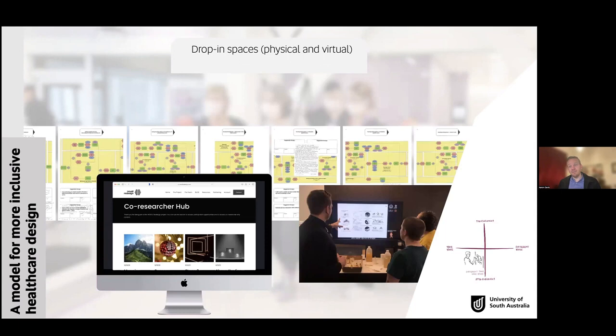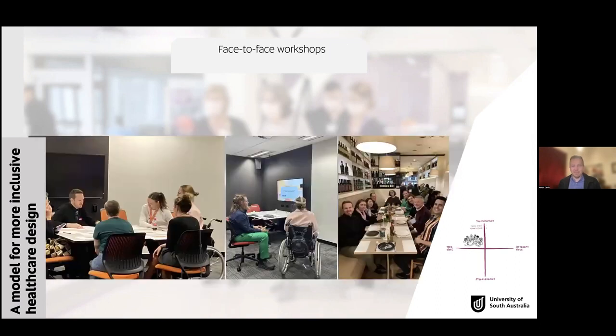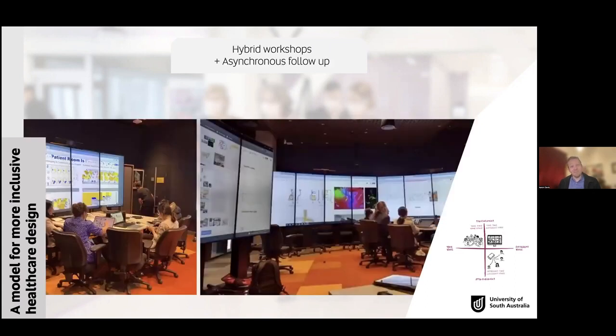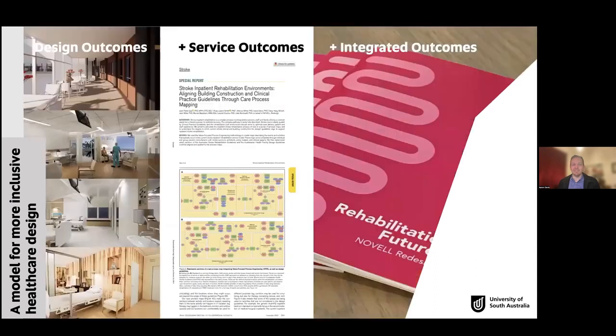We ran both virtual and physical drop-in spaces to allow people to come past and have a discussion about the project, make their contributions again at times that suited them, and through the virtual hub at a location that suits them by opening up participation to people, particularly in regional and remote Australia. Of course, there were the obligatory face-to-face workshops, which we all love, and the opportunity to come together is still a really valued part of projects like this one. But we also found some value coming out of hybrid workshops and the ability for people to have some asynchronous follow-up after the event. And particularly it was those who come from our stroke survivor community or those who are typically more marginalized in the processes that were engaging more through those hybrid and asynchronous modalities.